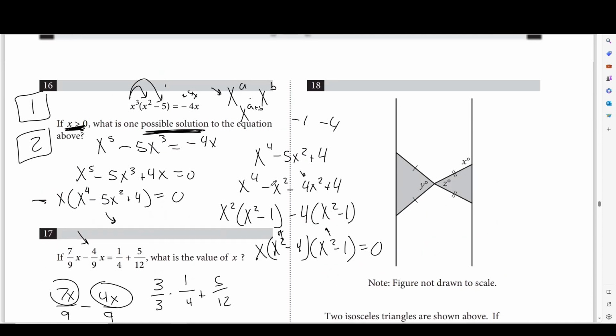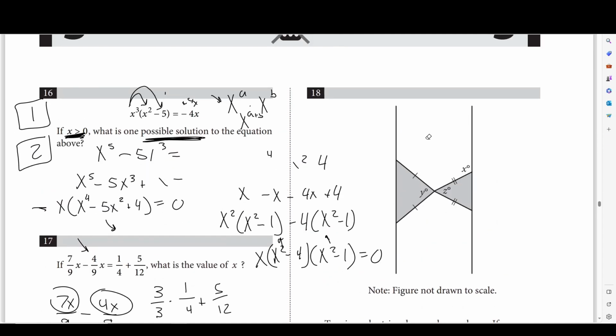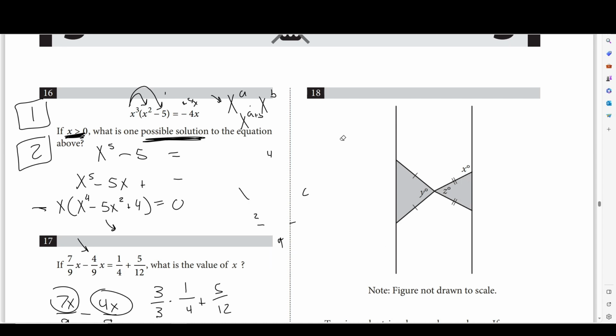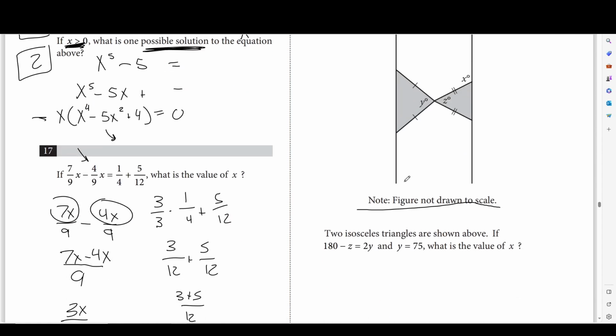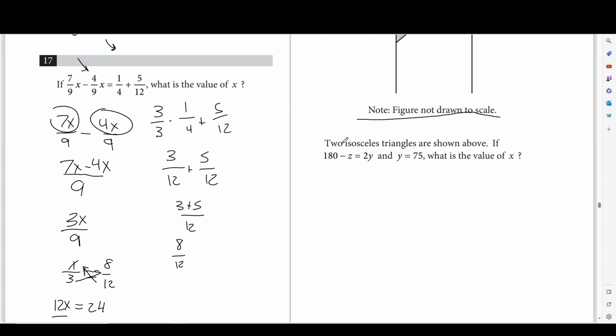So here we are, moving on to number 18. I'll erase this so we have more space to work with. First thing I'm going to notice is that the figure is not drawn to scale, so this isn't entirely accurate. But it's saying that two isosceles triangles are shown below. If 180 minus z is equal to 2y, and y is equal to 75, what is the value of x? So they give me an equation, and they give me a value for a variable in that equation.